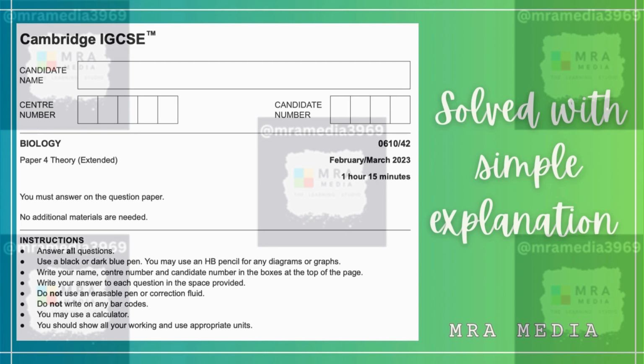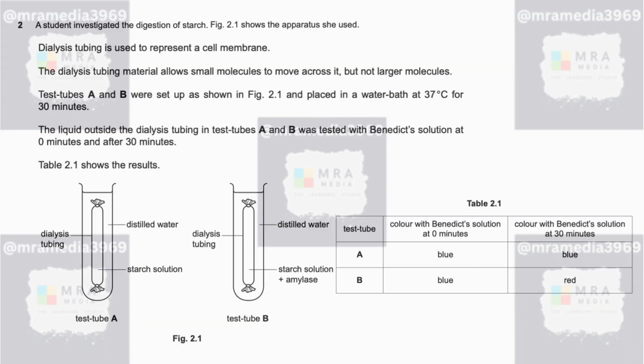Alright, so let's get started. A student investigated the digestion of starch. Figure 2.1 shows the apparatus she used. Dialysis tubing is used to represent a cell membrane. The dialysis tubing material allows small molecules to move across it, but not larger molecules.